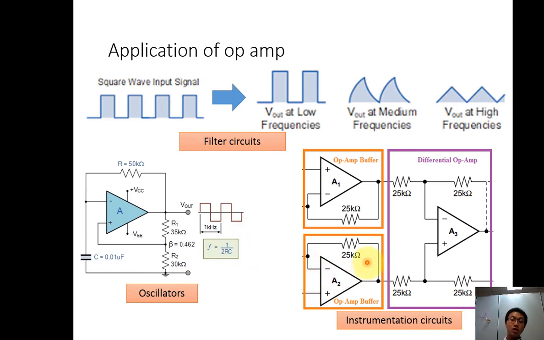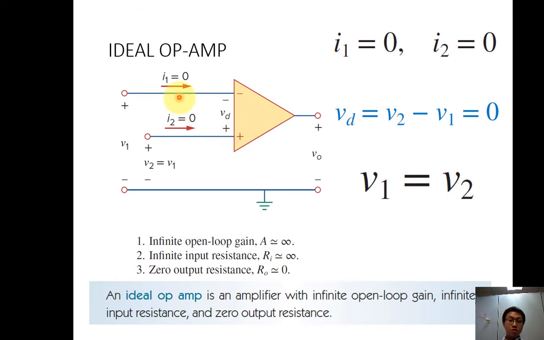Then it can be used in an instrumentation circuit, where we use, for example, an op-amp as a buffer. We use op-amp buffers and a differential op-amp connected together over several modules. This is one module, two modules, three modules. All the modules are connected together and it becomes an instrumentation circuit. We will not go into the non-ideal op-amp throughout the subject. We only focus on the ideal op-amp.